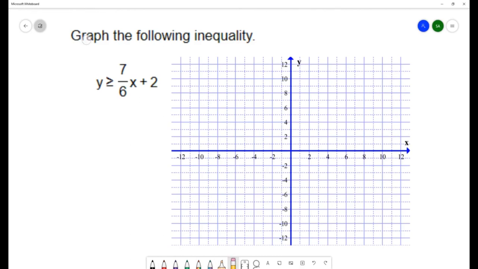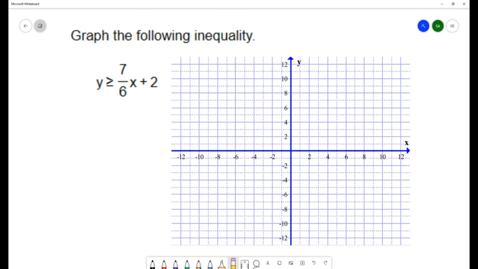For this one, we want to graph the following inequality. Y is greater than or equal to 7/6 x plus 2. So this is a linear inequality. We've got an inequality because of the symbol here, greater than or equal to, and it's linear because both x and y are to the first power and follow that format of a linear equation.